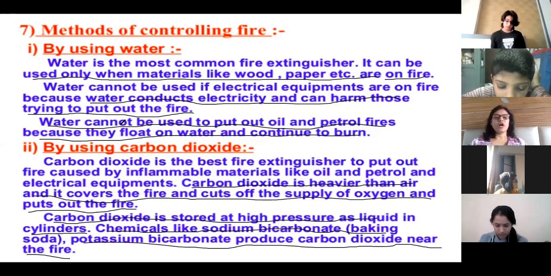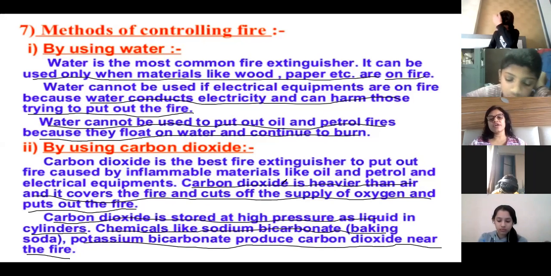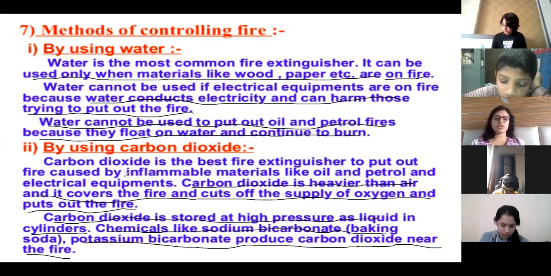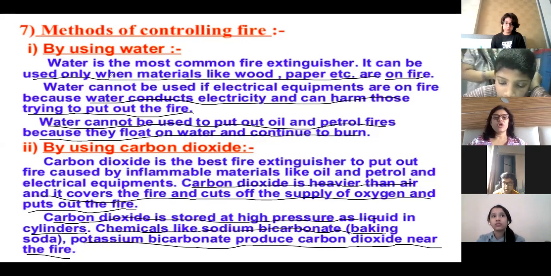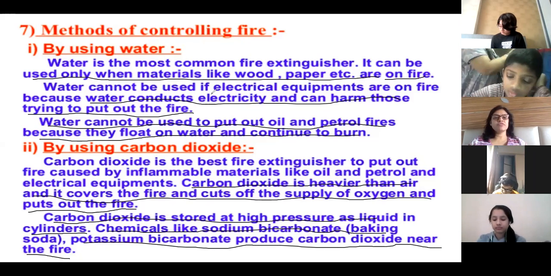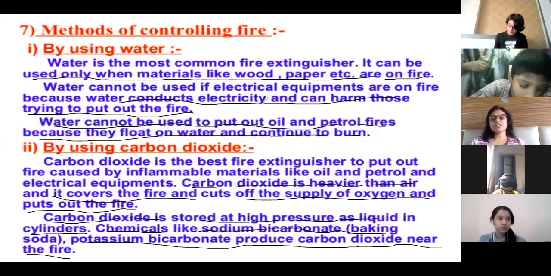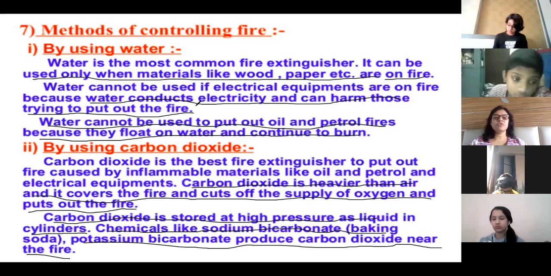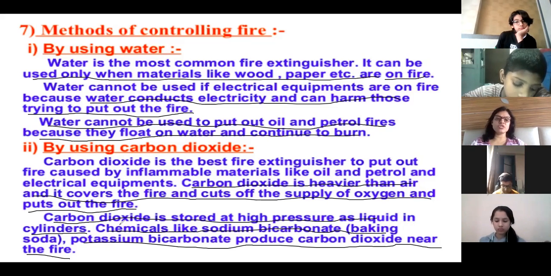Now, where is the carbon dioxide extinguisher used? It is used to control electrical fires and oil and petrol-based fires. If you want, you can write that, otherwise you can remember it. Water is not used in electrical equipment fires and petrol, diesel, oil-based and inflammable material fires. Why? Because it conducts electricity and can harm the people trying to put out the fire. When questions are asked, the answers will be from here only: methods of controlling fire by using water and by using carbon dioxide.